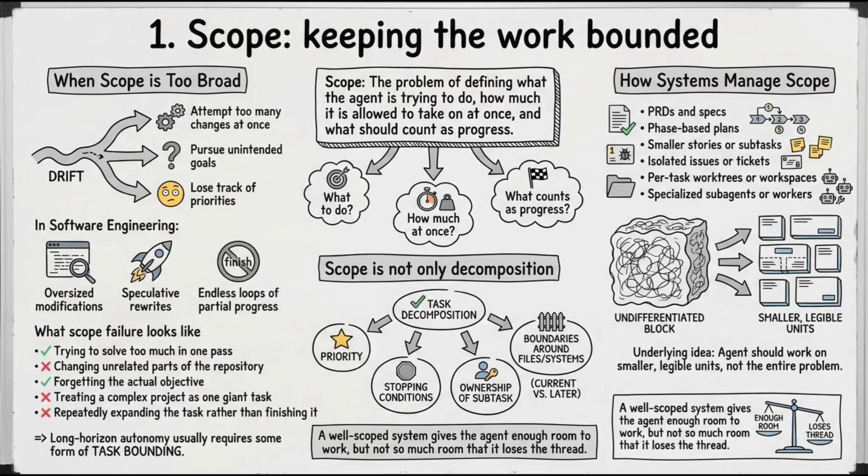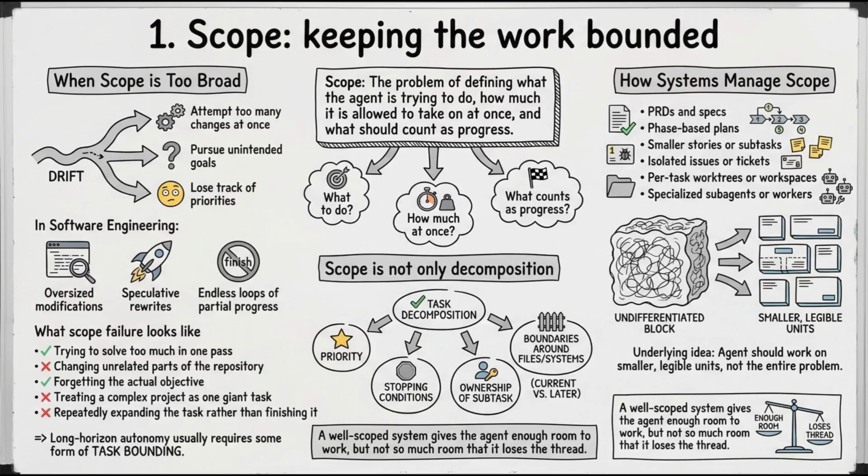This is exactly why long-horizon autonomy almost always requires us to put strict boundaries around tasks. How do we actually manage this? Different orchestration systems use different mechanisms, but the patterns will probably sound familiar to anyone who has managed human teams. We use PRDs and specifications. We create phase-based plans or break the work down into smaller stories, subtasks, and isolated tickets.